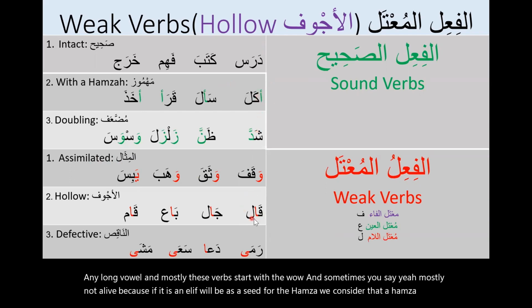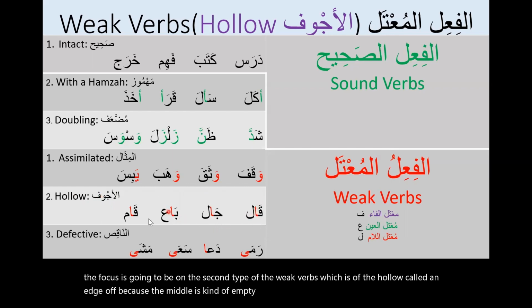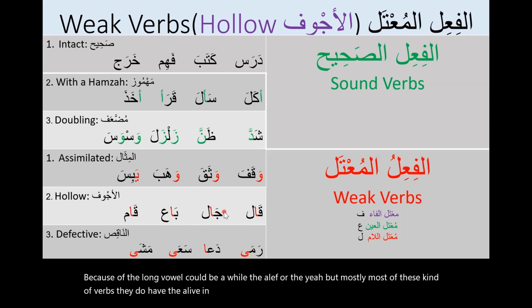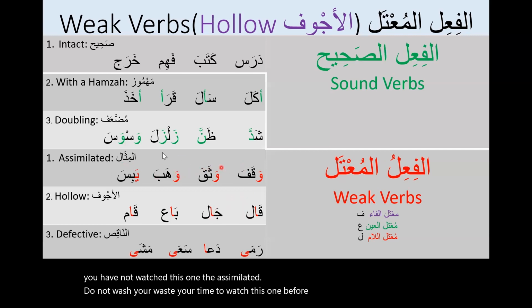Today, the focus is going to be on the second type of the weak verbs, which is al-ajwaf, the hollow. We call it al-ajwaf because the middle is kind of empty, so hollow, because of the long vowel. Could be a waw, the alif, or the ya, but most of these kind of verbs, they do have the alif in the middle. All right. So if you have not yet watched the previous one, which is al-mithal, the assimilated one, I will highly advise you to go there, watch this one first, the assimilated, and then come back for this one, because all these three kind of verbs are interconnected.